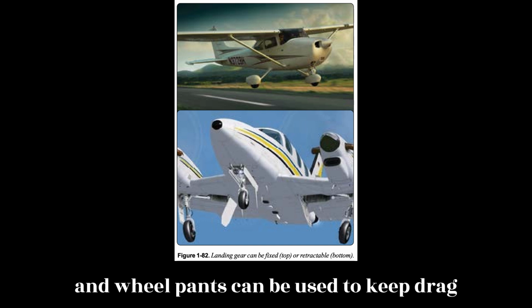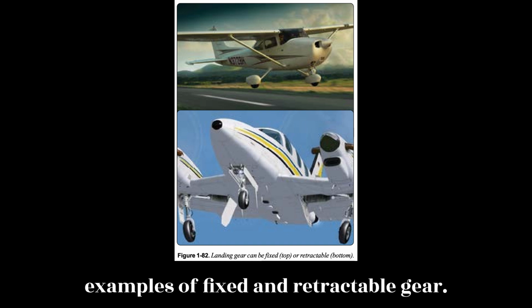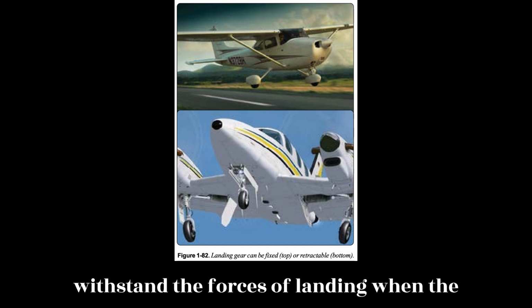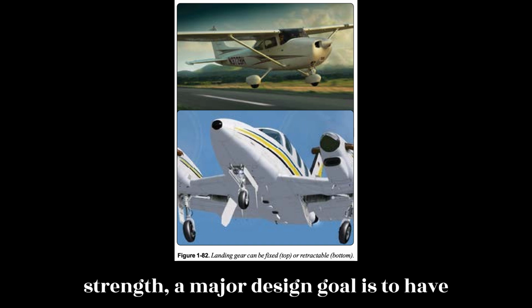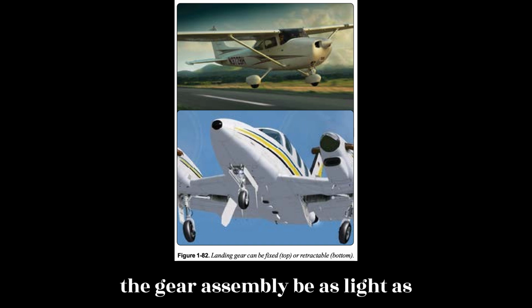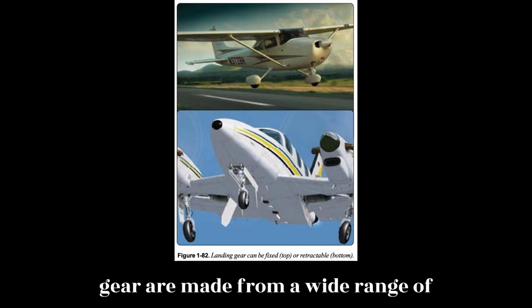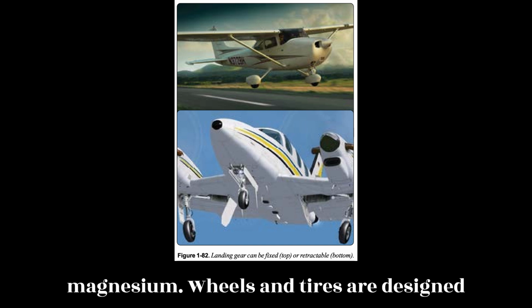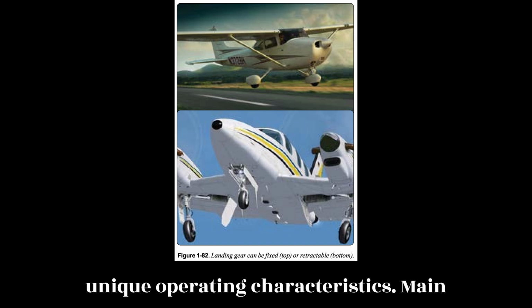Lightweight fairings and wheel pants can be used to keep drag to a minimum. Figure 182 shows examples of fixed and retractable gear. Landing gear must be strong enough to withstand the forces of landing when the aircraft is fully loaded. In addition to strength, a major design goal is to have the gear assembly be as light as possible. To accomplish this, landing gear are made from a wide range of materials including steel, aluminum, and magnesium. Wheels and tires are designed specifically for aviation use and have unique operating characteristics.